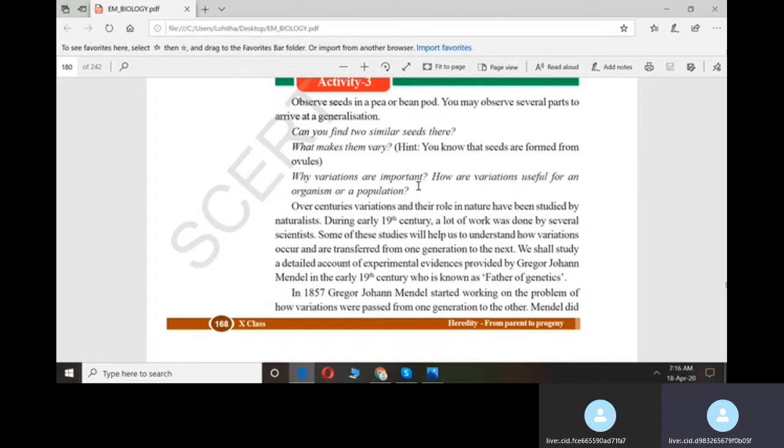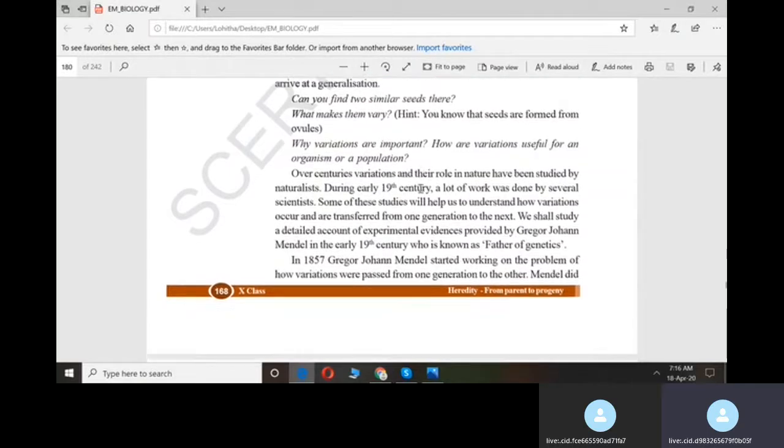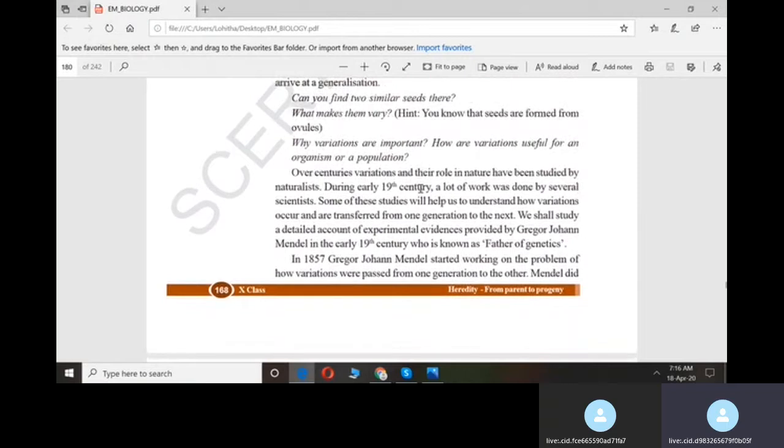Okay, why are variations important? How are variations useful for an organism or a population? Variations are useful to survive in the environment. If the variations are not there, they will perish, according to Darwin's theory. To get acquainted with a new environment, one should have adopted new variations. Then only can one survive. Here, next, over centuries of variations, their role in nature has been studied by naturalists.